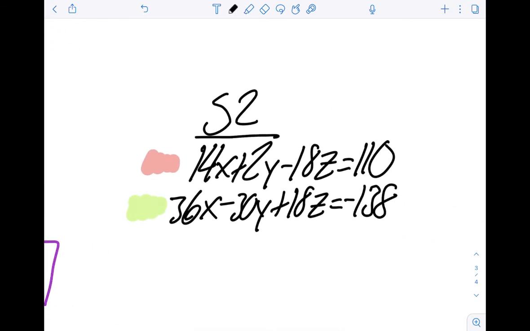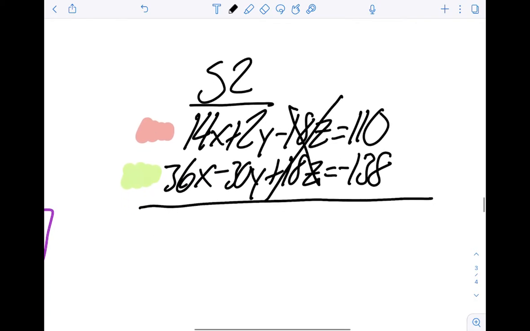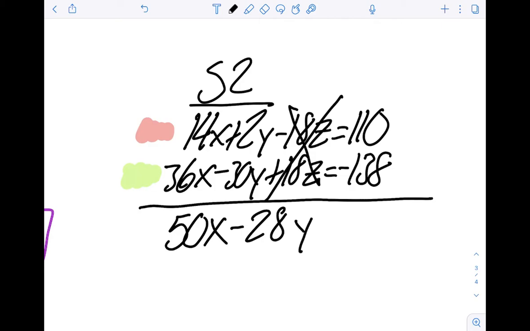So let's eliminate those. These two cancel out just like I wanted, right? So 14x and 36x is 50x. That's my dog here messing around. Positive 2y and negative 30y is a negative 28y is equal to 110 and negative 138 is a negative 28. I subtract, right? Because they're different signs, and I use a negative, right?